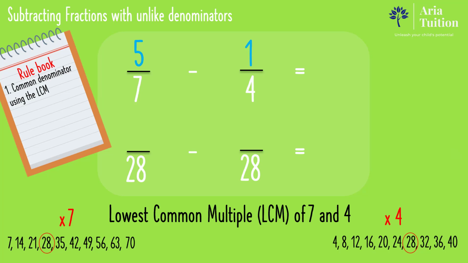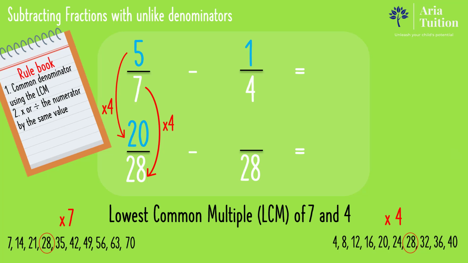Now, we need to convert our old fractions to the new fractions. First off, what did we do to 7 to get to 28? We multiplied by 4. Therefore, looking at our rule book, we need to multiply the numerator by the same value, times 4. So, 5 times 4 is 20. Now we can move on to the next fraction.